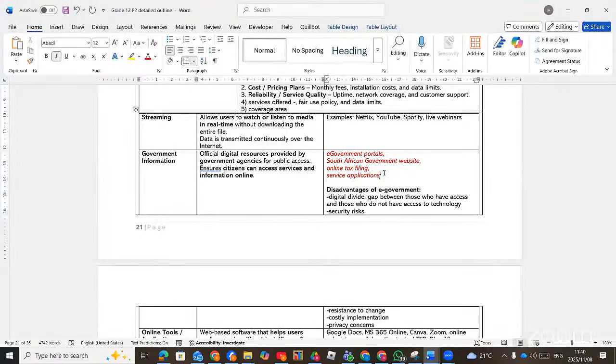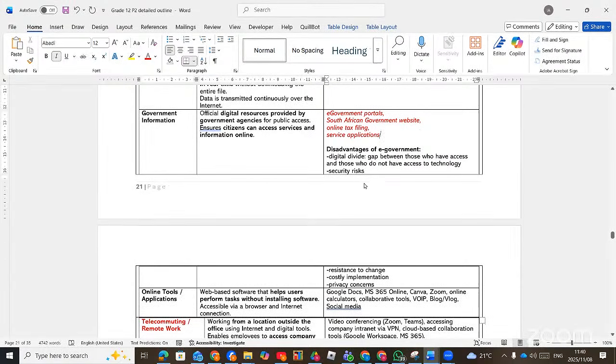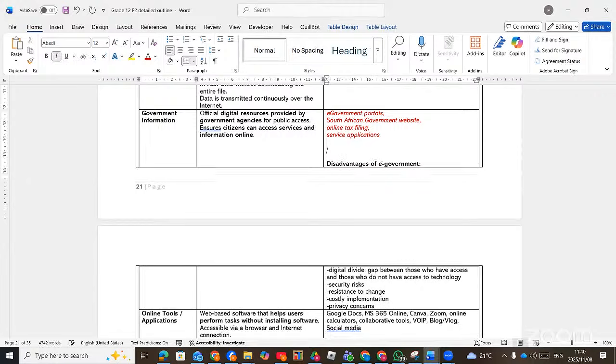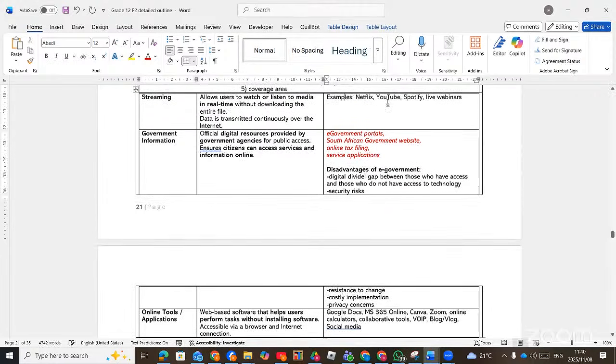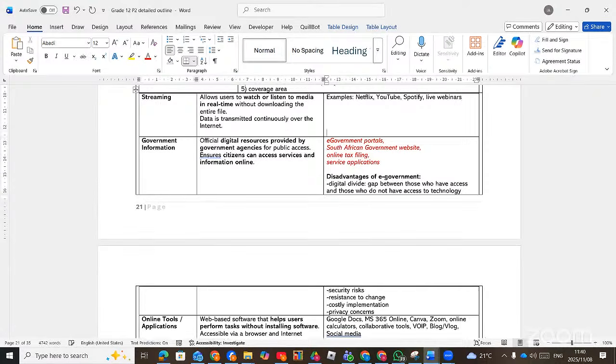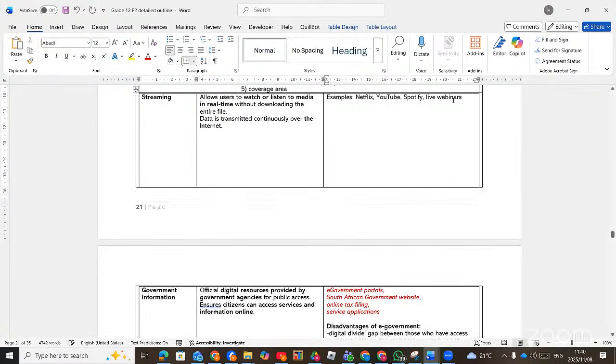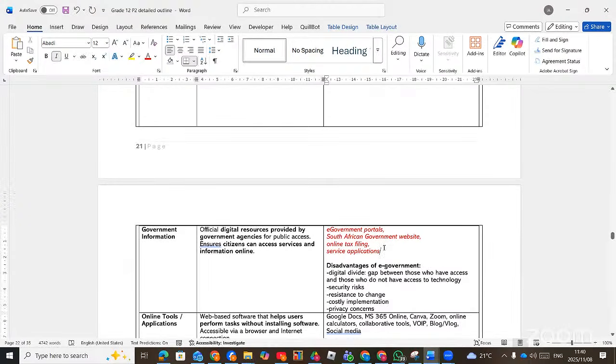Now, the disadvantages are the digital divide, the gap between those who have access to the internet and those who do not. The digital divide is a very big problem when it comes to e-government services. There are some places like Tamasikwa and others where you have challenges with the network. So imagine you are there and you want to watch these videos, or you want to apply for your ID, it will not be possible. So these are some of the challenges we call the digital divide, the gap between those who have access and those who don't.